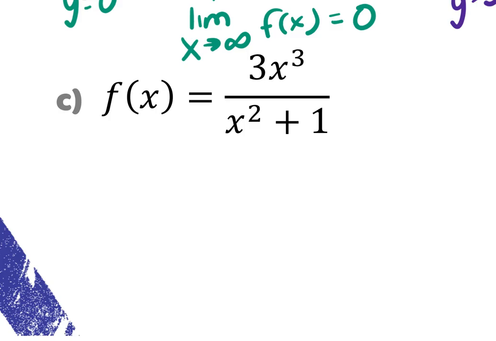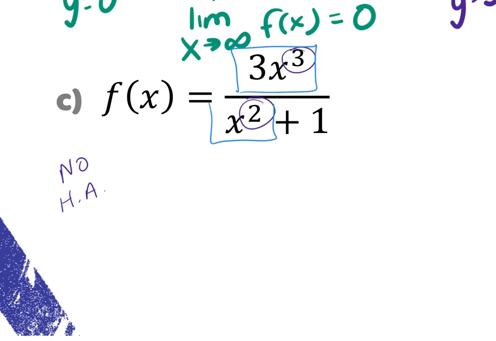And then see what's true about the exponent in the top. It's 3. Exponent in the bottom: 2. What's the relationship? Top is bigger. This time, if top is bigger, there is no horizontal asymptote. And this is where we do extra work. We grab the leading term in the top. There's only one term this time. We grab the leading term in the bottom.